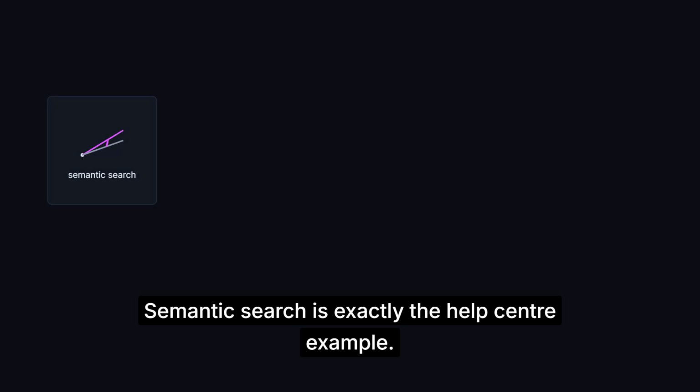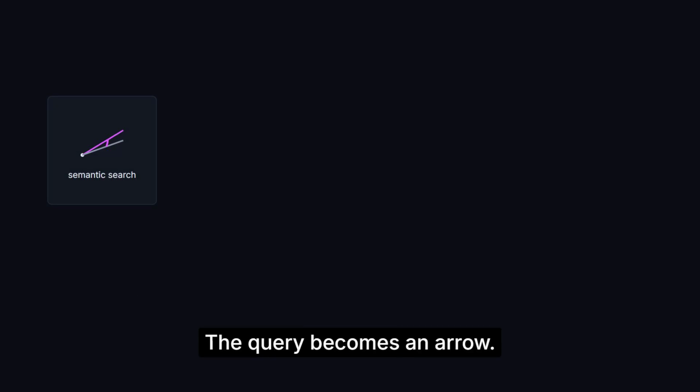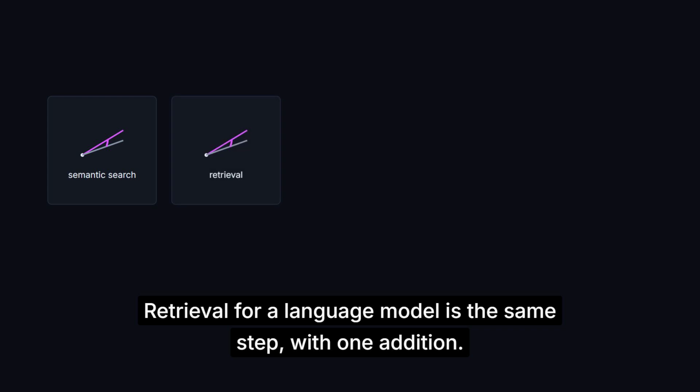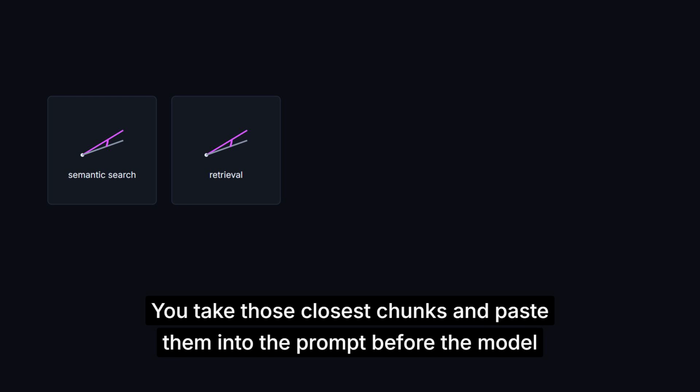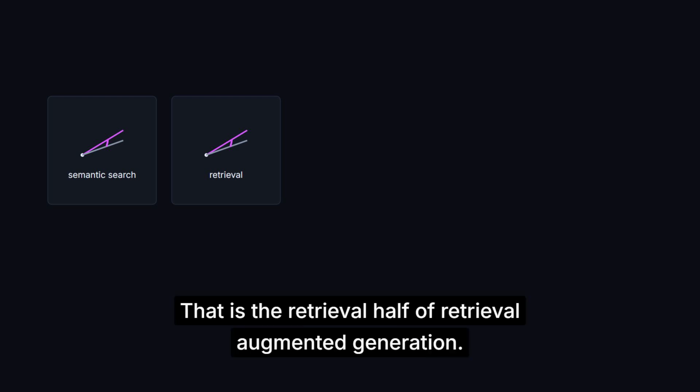You have already met this idea in production, possibly without noticing. Semantic search is exactly the help center example. The query becomes an arrow. Every article is already an arrow. You return the closest ones by angle. Retrieval for a language model is the same step, with one addition. You take those closest chunks and paste them into the prompt before the model answers. That is the retrieval half of retrieval augmented generation.